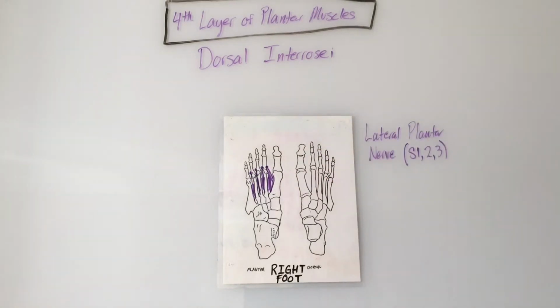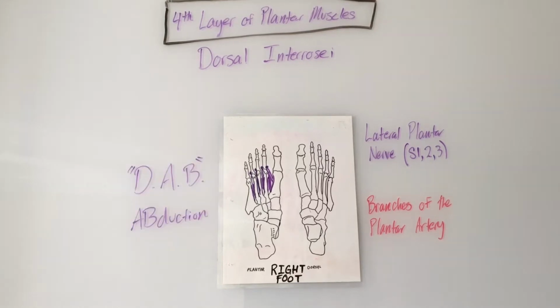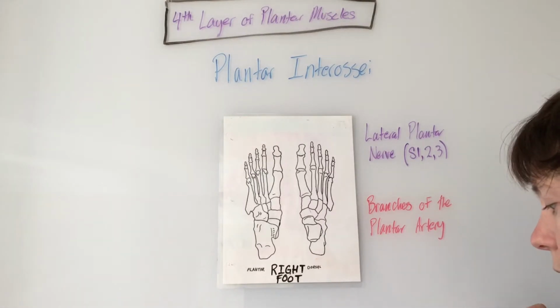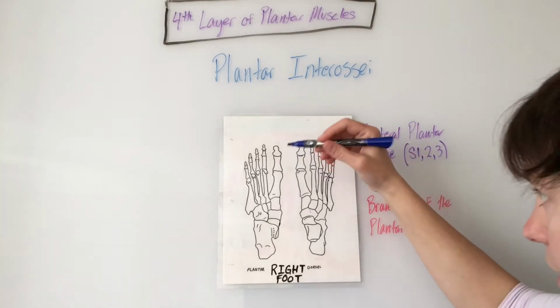They are innervated by the lateral plantar nerve S1, 2, and 3. Supply provided by the branches of the plantar artery. Its action is to abduct the toes, and you can remember this by the acronym DAB, D for dorsal, AB for abduction for its action. The plantar interossei originate on the third through fifth metatarsal bases and shafts medially.